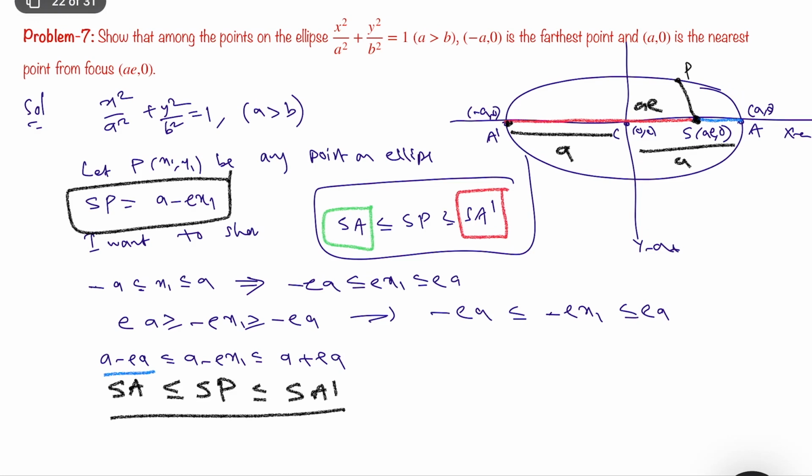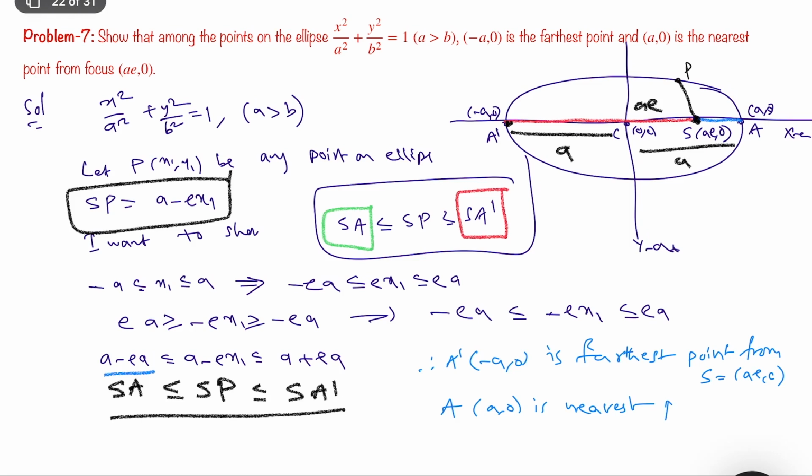Fine. Therefore, we can say this minus a comma 0, that is A dash, is the farthest point from S, that is ae comma 0, and A, which is a comma 0, is the nearest point on the ellipse. Of course, both are points on the ellipse, from the focus ae comma 0. Okay, fine.